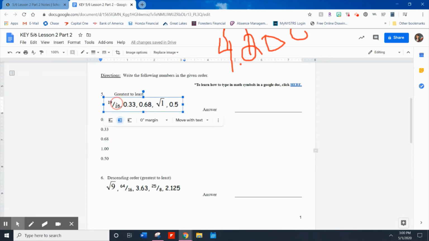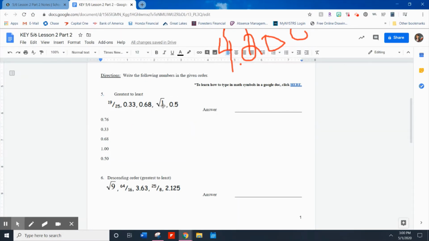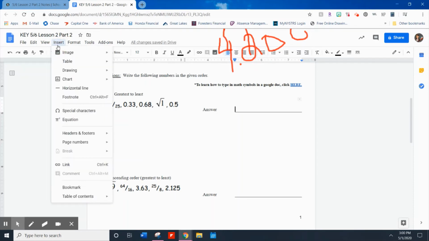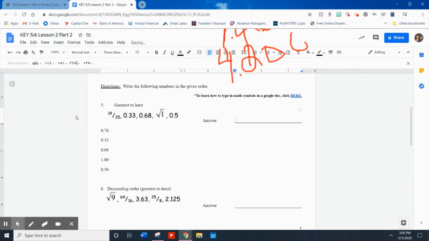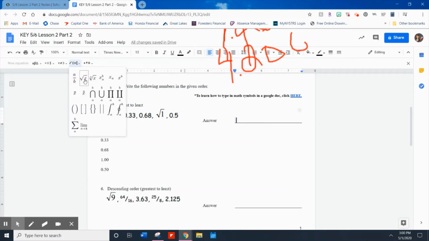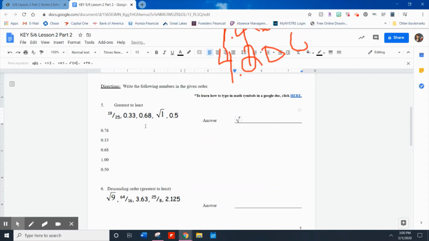Now, if you notice, we don't have a 1 up here. The 1 was equivalent to the square root of 1. So that's how I'm going to start writing my answer. The square root of 1 is the greatest number. To write the square root symbol, you're going to go up to Insert, Equation. Then you should see this equation editor up here. On the 4th icon, click on that and you should see where it says square root of x. Click that and we get the square root symbol and we're going to type in a 1. And press the right arrow key to get out of the square root symbol.